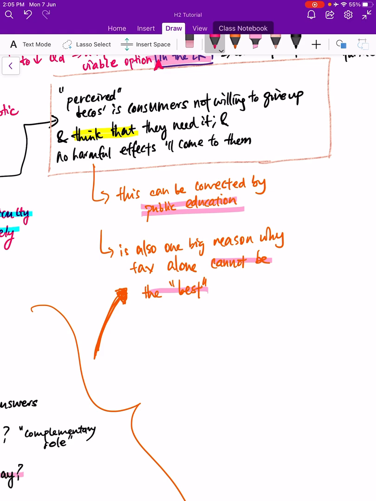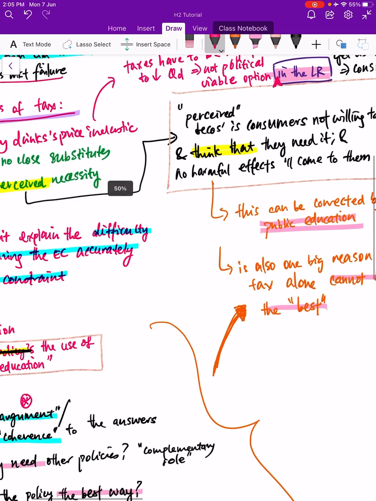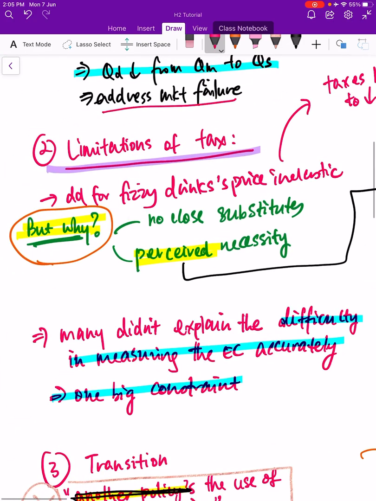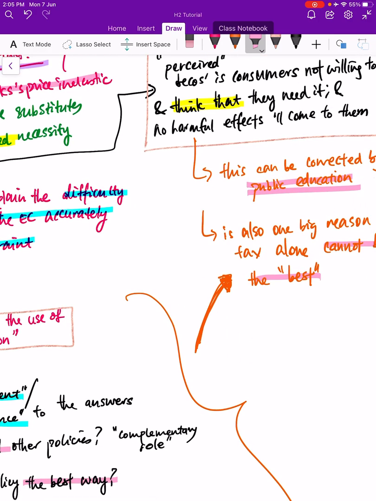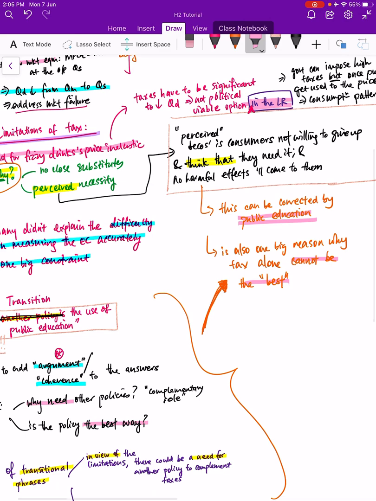So that is the reason why, when you transit to public education, you can use this limitation that I'm highlighting over here as the reason why you will need a complementary policy such as public education. Okay, so I will PDF this document and send it to you together with the answers. I have another video that will summarize the structure that you should be adopting when you're answering this kind of best question. That will be in your separate video.